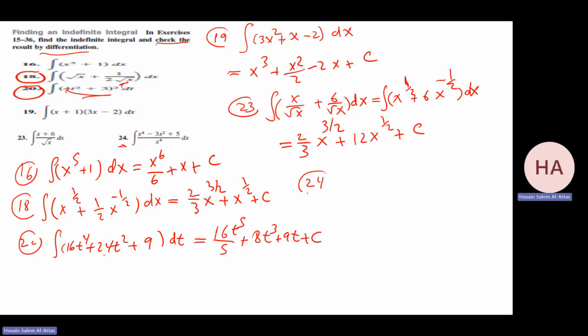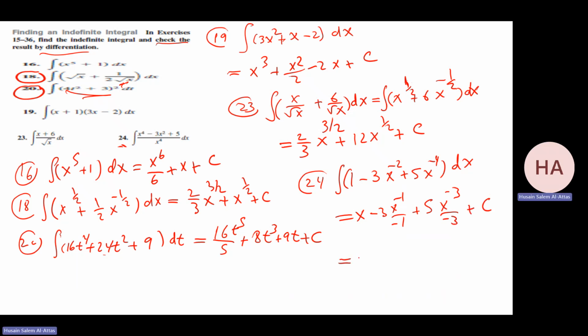Okay, 24. The integral of 1 minus 3 x to the power minus 2 plus 5 x to the power minus 4 dx. That will be x, then you add 1, subtract: x to the power minus 1 over minus 1, plus 5 x to the power minus 3 over minus 3 plus c. So that will give me x plus 3 over x minus 5 over 3x cubed plus c.